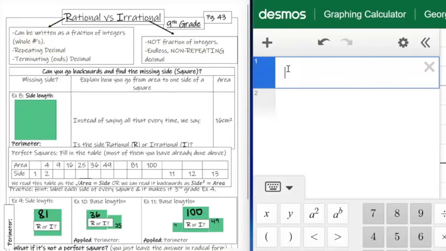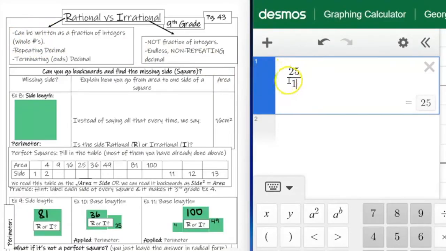What I mean by that is this. If I had 25 divided by 1, for example, that's a fraction of integers, right? Which gives me a whole number.